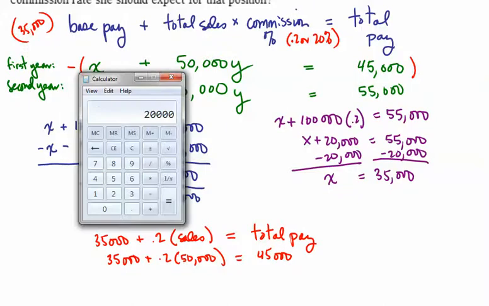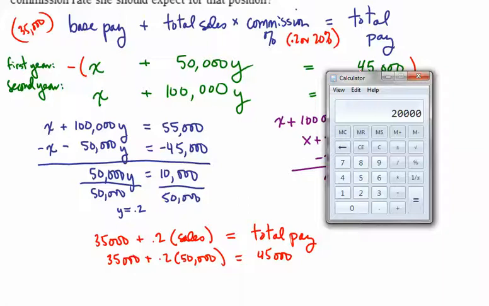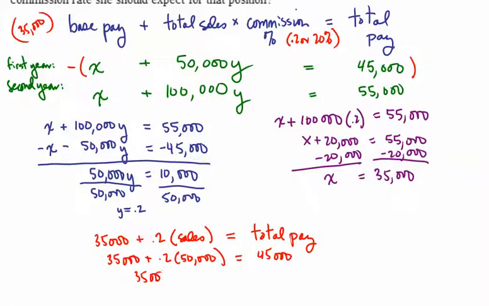So let's bring our calculator in. We have 50,000 times 0.2 is equal to 10,000. So 35,000 plus 10,000, that equals 45,000. So 45,000 equals 45,000, and that checks, so we know that we have the correct solution in this case.